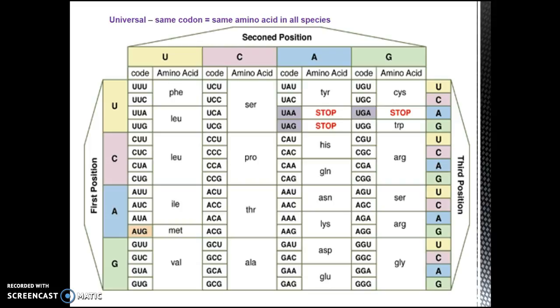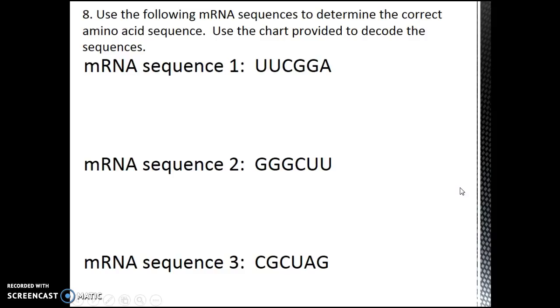Okay, we're going to be using this chart. Using this chart, we are going to answer the following questions. So what you're going to do is make sure that you read the code correctly. Here's the first letter, here is the second letter, and here is the third letter. What are these coding for? So 3 letters put together is one code, and the next 3 letters is another code.